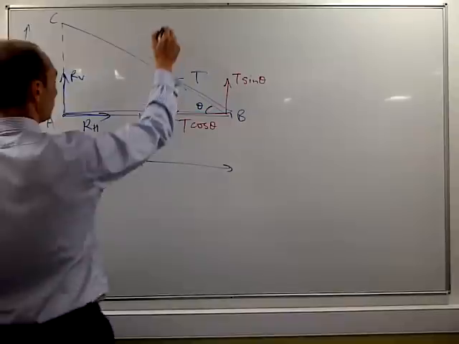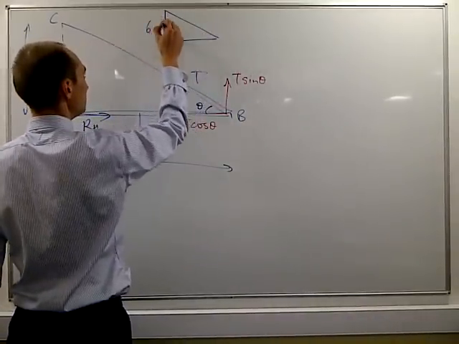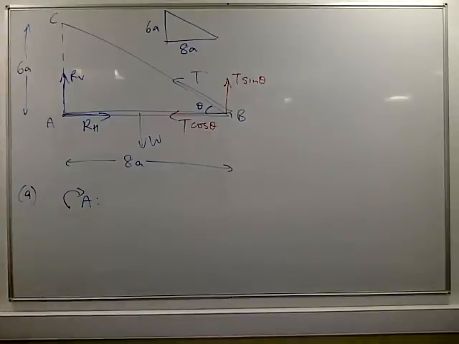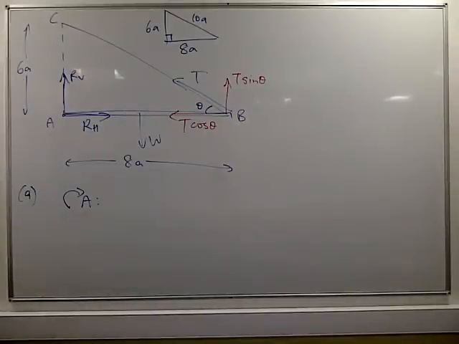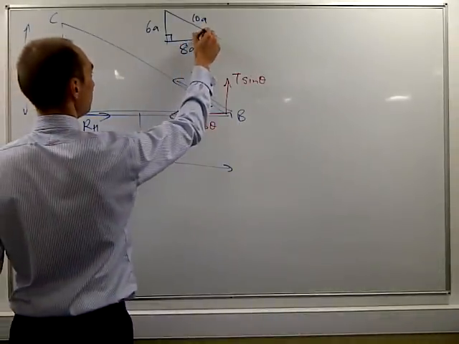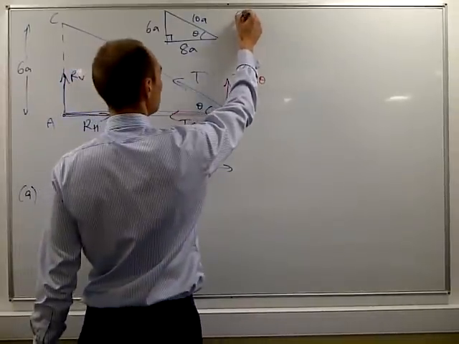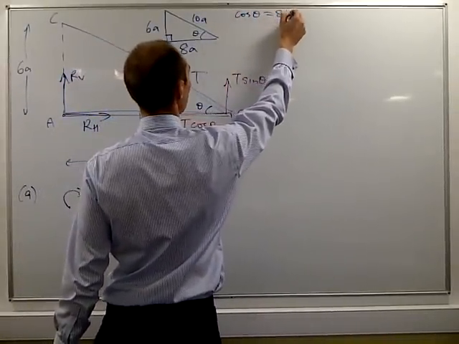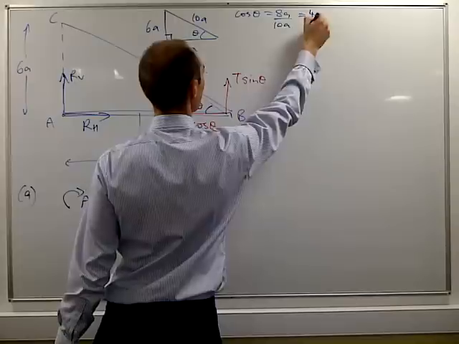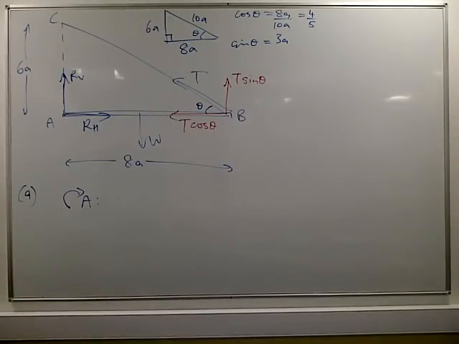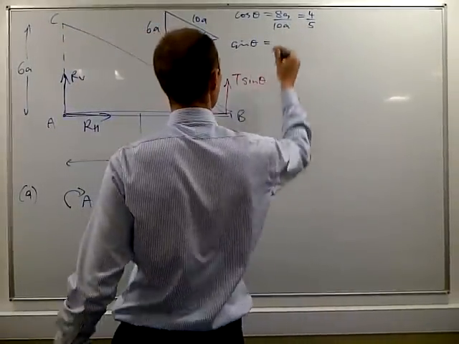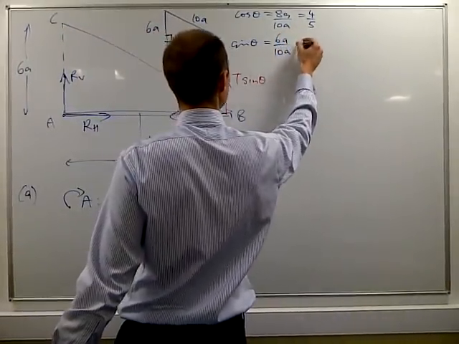I'm going to redraw my blue triangle and label the sides 6a and 8a. Now by Pythagoras, I know that this side of the right angle triangle will be 10a. That's the square root of 6a squared plus 8a squared. Now then, this angle is theta. So from this triangle I can tell that cos theta is going to be 8a over 10a, or 4/5, and sin theta is going to be 6a over 10a, which equals 3/5.